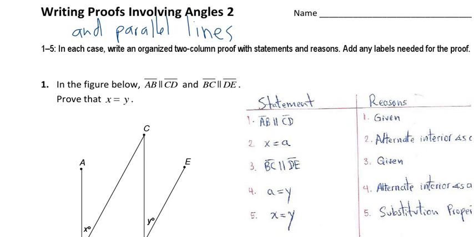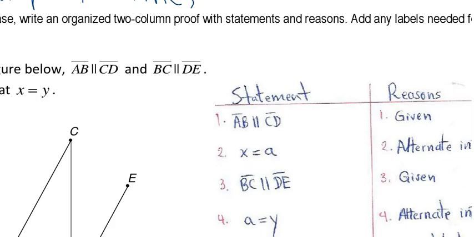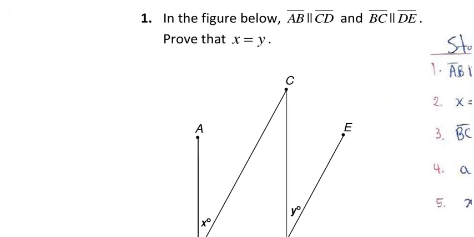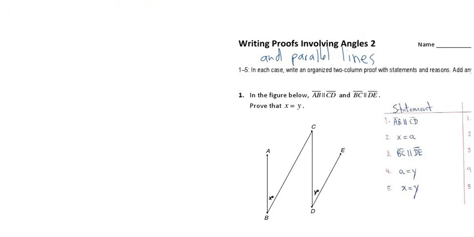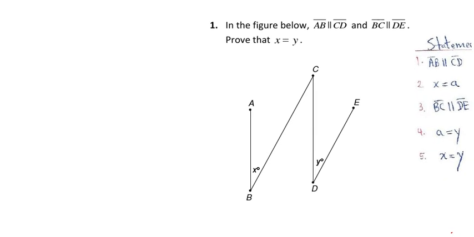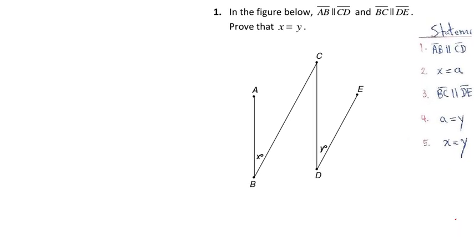The instructions say, in each case, write an organized two-column proof with the statements and reasons. Add any labels needed for the proof. Let's take a look at number 1. And number 1 says, in the figure below, AV parallel to CD and BC parallel to DE. Prove that X is equal to Y.